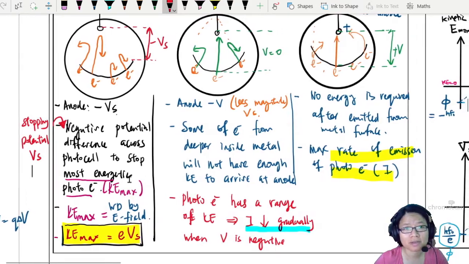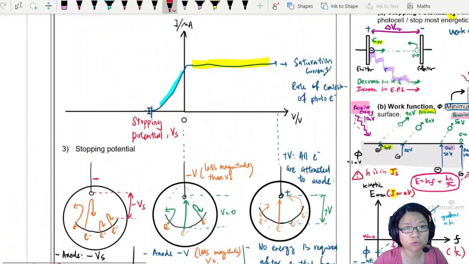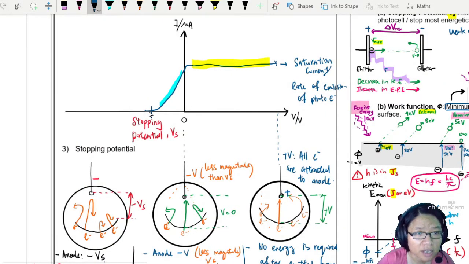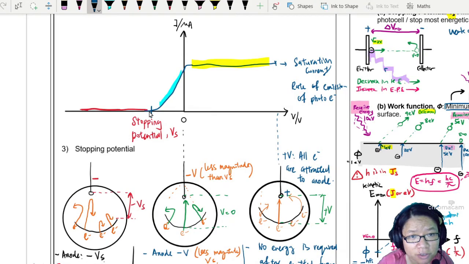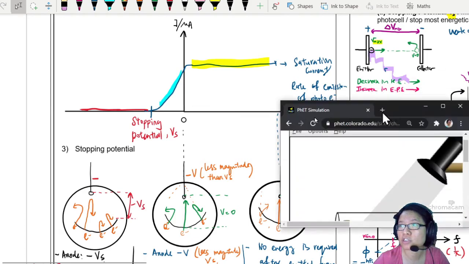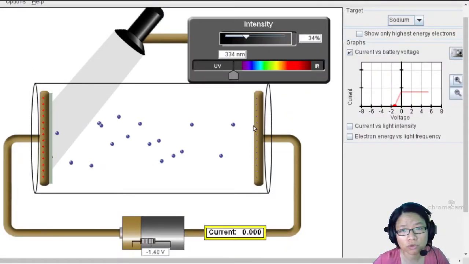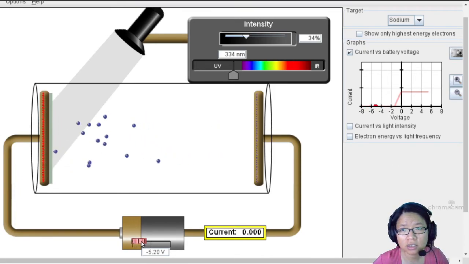So if we can stop the most energetic one, we can stop all the others already. That's why this graph will drop to 0, and after that it will stay at 0 forever. If you look at the simulation here, if I make this more and more negative, this one will stay 0. Nothing will change after the stopping potential.